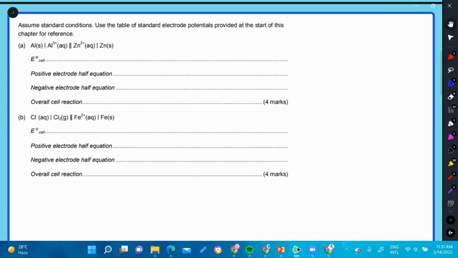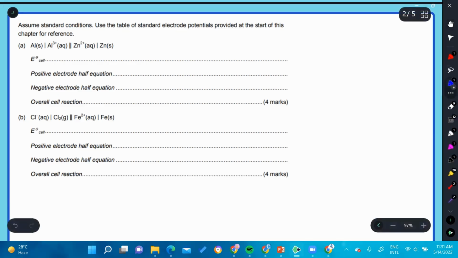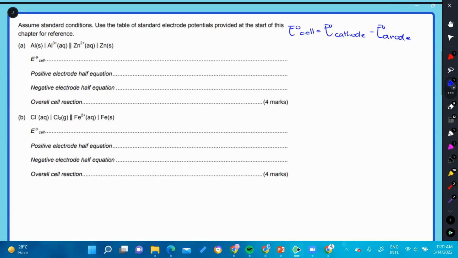So the first part wants you to calculate the electrode potential of the cell. Now, there are two ways in which you can do it. You could use the algebraic method or you could use the formula. I'm going to show you how to use the formula because it's easier. So the formula will tell you that the E naught of a cell is equal to the standard electrode potential of the cathode minus the E naught value of the anode. So all you do is just put in the values as is. You don't have to change anything, right?